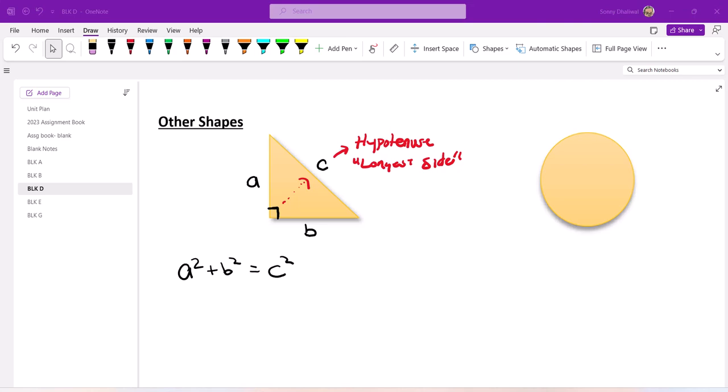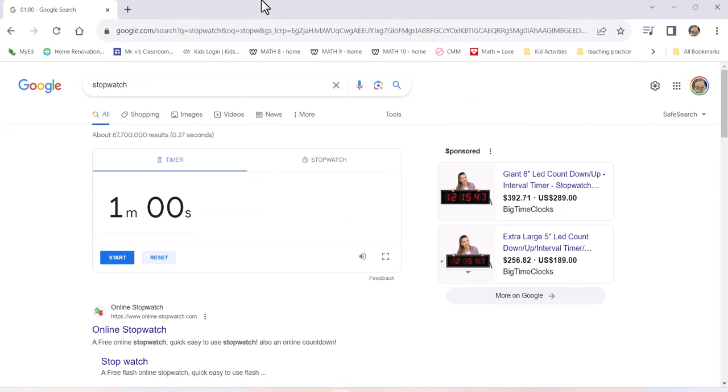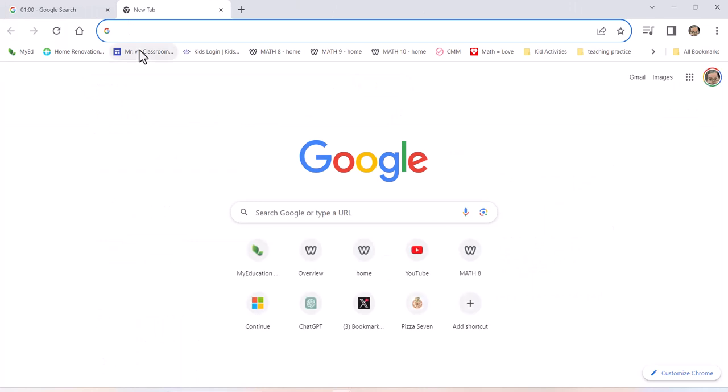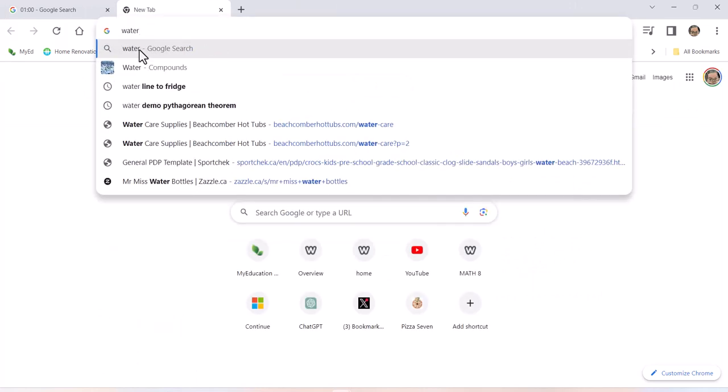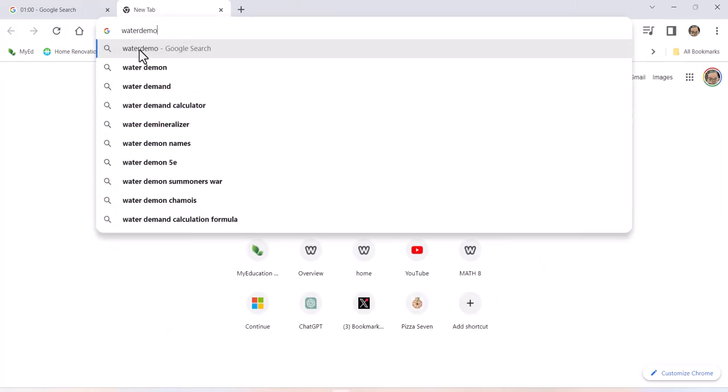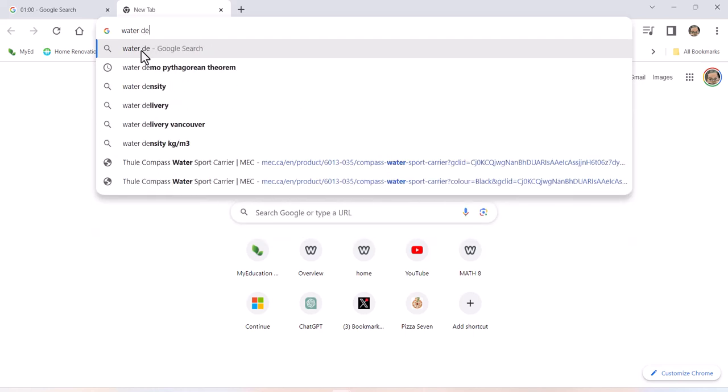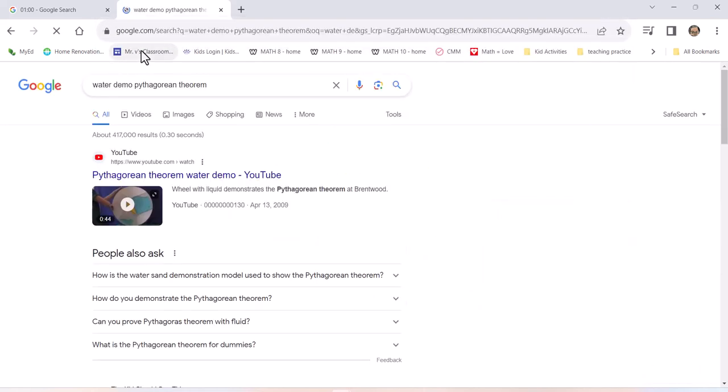Let's go here. Water demo Pythagorean. Oh, there it was. Right. So it really highlights how it works.